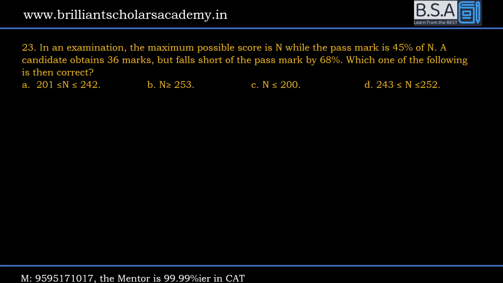In an examination, maximum possible score is n, while the pass marks are 45% of n. A candidate obtains 36 marks but falls short by 68%. Which of the following is then correct? Deliberately, answer options have been given in the form of inequality. You just have to find out the value of n and see in which range it lies.